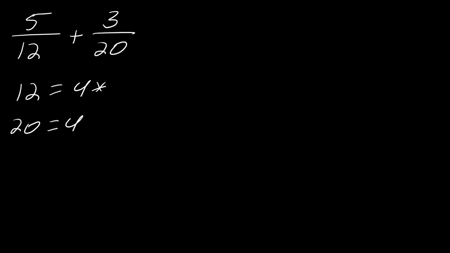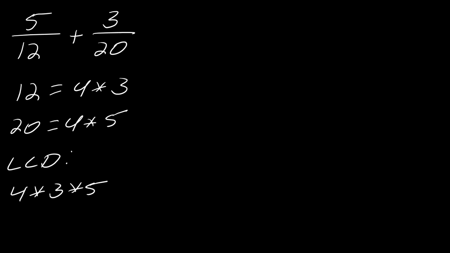So 12 can be written as 4 times 3. 20 can be written as 4 times 5. So my LCD is going to be 4 times 3 times 5. Okay, and if I multiply those together, I will get 60 as my LCD. Okay, so having this roadmap is going to be very helpful. Having all this other work is going to be really helpful.